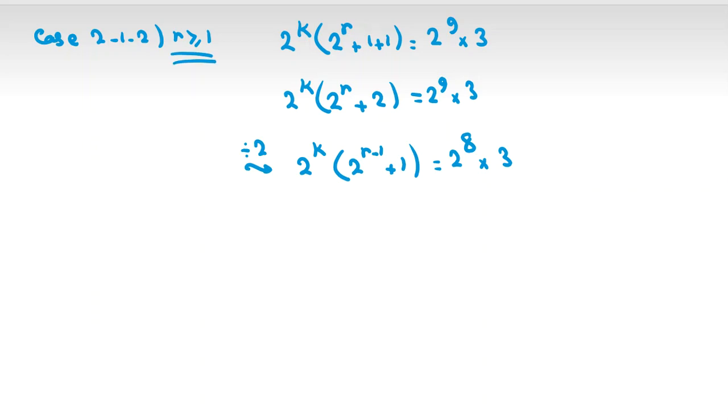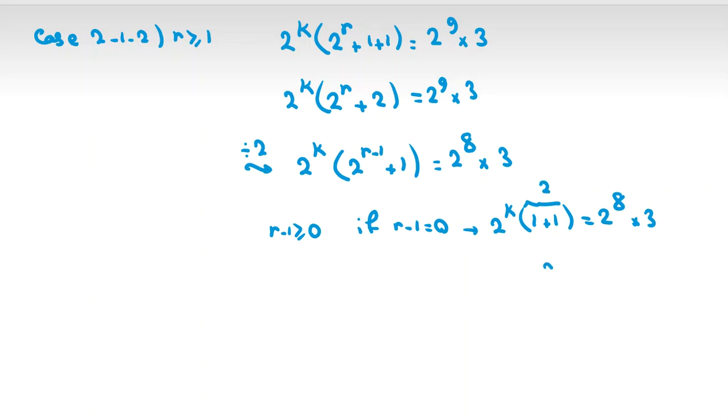Now, r is at least 1, so r minus 1 is at least 0. If r minus 1 is equal to 0, then we have 2 to the k times (1 plus 1) equal to 2 to the 8 times 3. 1 plus 1 is 2, so 2 to the k plus 1 equal to 2 to the 8 times 3. Contradiction, because the left hand side is a power of 2, and on the right hand side we have 3. So r minus 1 is at least 1. Because it is at least 1, it is even, plus 1 is odd. So this part will be odd in this case.